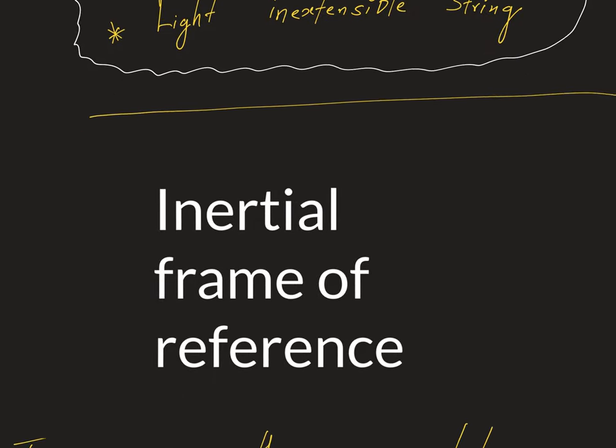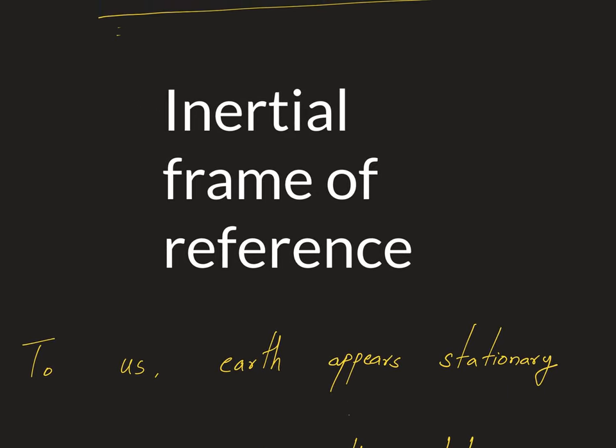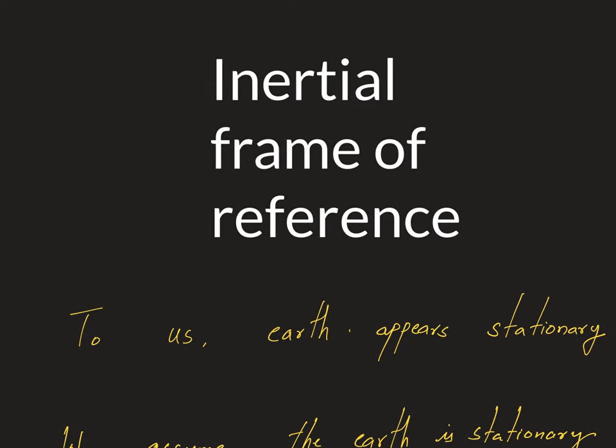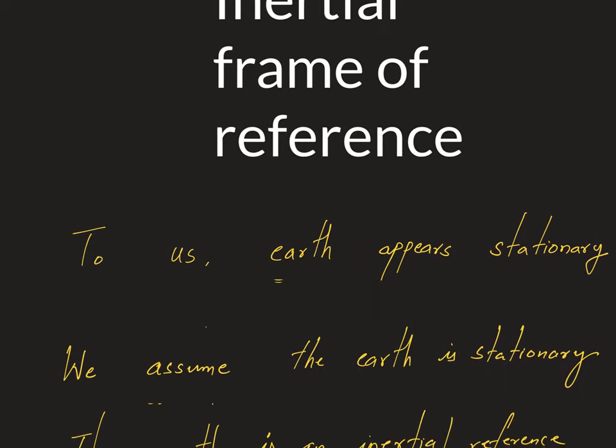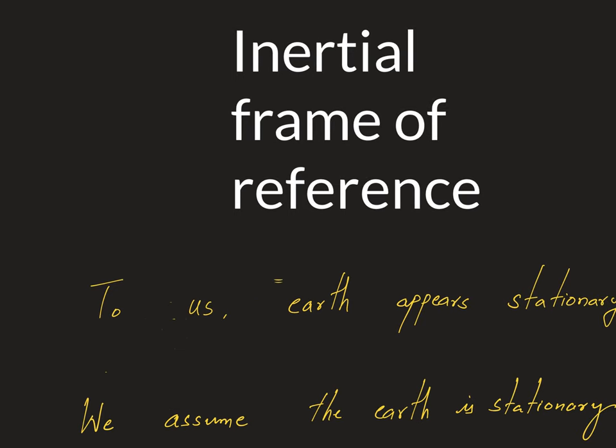I felt like I should spend some time discussing inertial frames of reference, because you all know Newton's laws are only applicable in an inertial frame of reference. To us, at least to the problems we deal with, we can assume the Earth is stationary, and we can assume the Earth as an inertial frame of reference. But before that, a frame consists of a clock to measure the time, and a coordinate system to measure the locations.